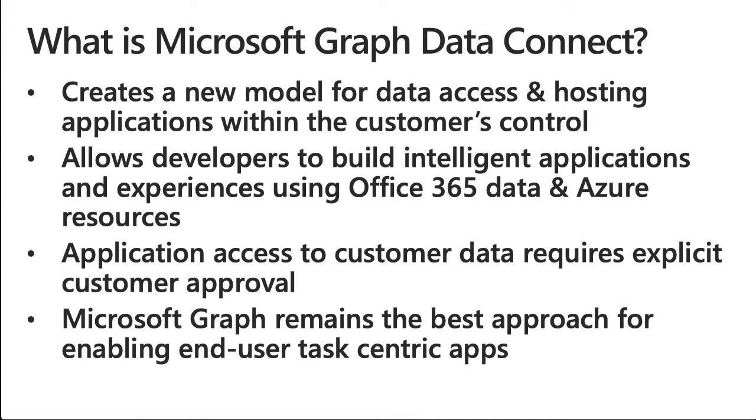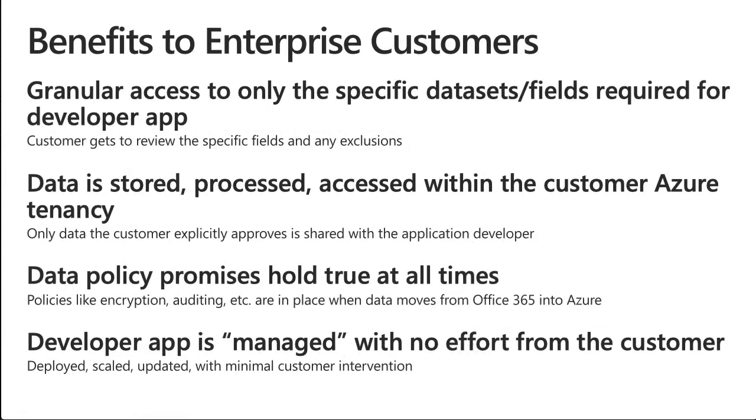So what is it? What is Graph Data Connect? Well, it's creating a new model for data access and hosting applications within the customer's cloud and within the customer's control. It's going to allow developers to build intelligent applications and experiences using Office 365 data and Azure resources. The application access to customer data is going to require explicit customer approval, and the Microsoft Graph is still going to remain the best approach for enabling user-centric task applications.